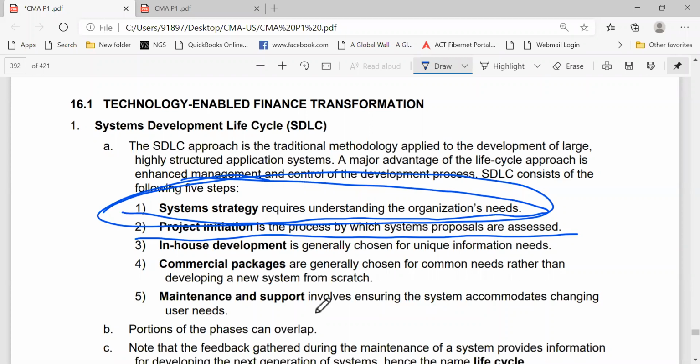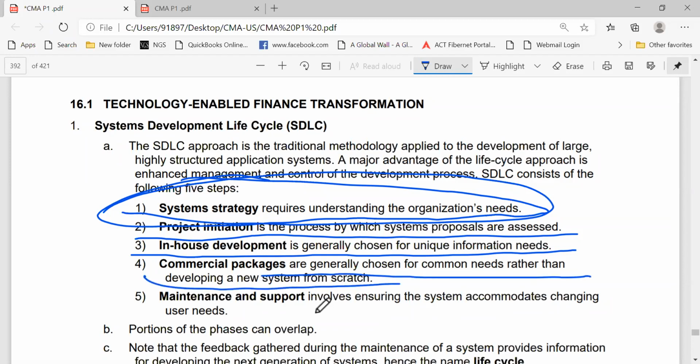Then what happened is they had in-house development, with unique information like how your organization runs, how you take into consideration your students, your business process, staff, etc. And then there were packages also available in the market. Out of common needs of a particular industry or business, there were common things through which people were developing their software and keeping it ready off the shelf to be sold. And then later on would be maintenance and support, involving systems changing, user needs, and feedback.